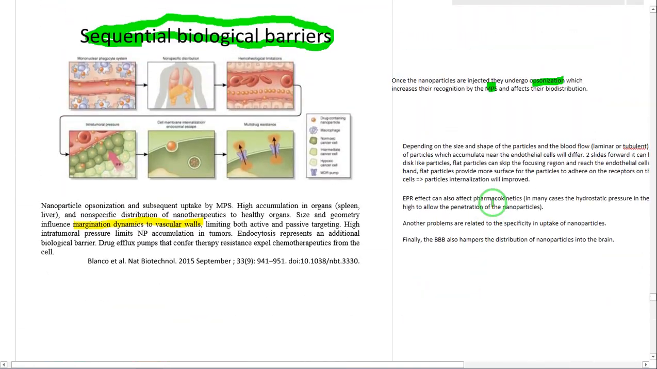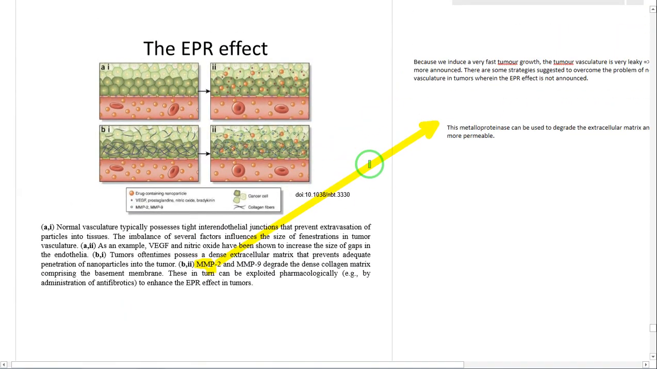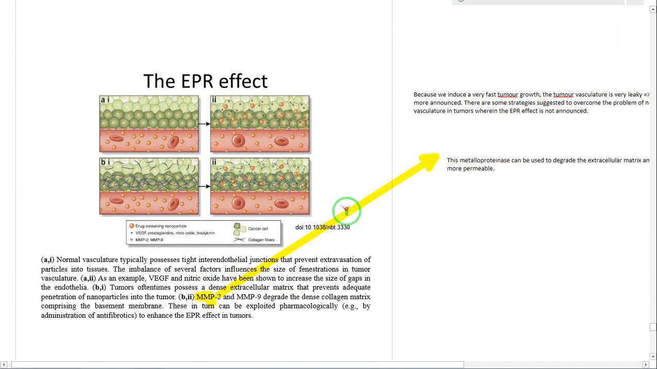All I said, you can find them here in this paragraph. Well, then let's talk about the EPR effect, because the EPR effect also affects the biodistribution. The enhanced permeability and retention effect helps us to increase the amount of nanoparticles which are finally going to accumulate within the cancer tumor.